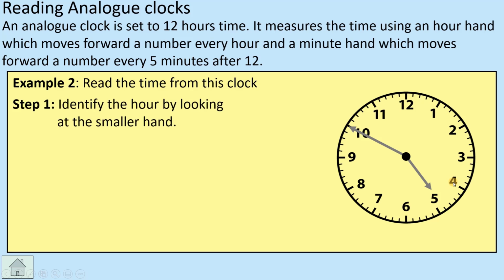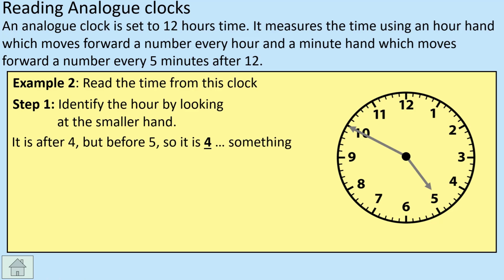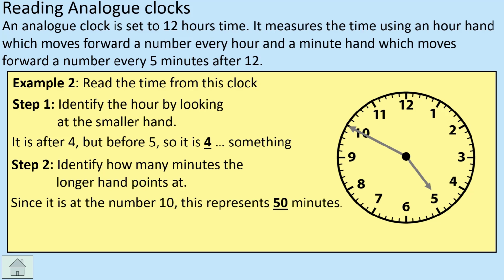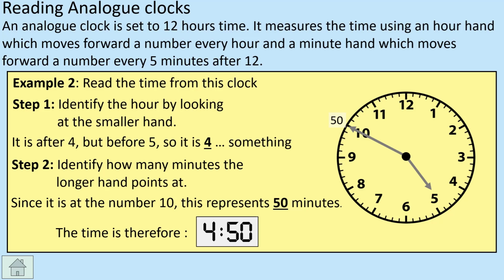All right, so just looking at that again. So we looked at the hour, and it's 4 something, and then we identify how many minutes the minute hand is past, and we counted round, which was 50. So this is going to be classed as 4:50. All right, and again, not quite sure if it's AM or PM. So that's all we do to read analog clocks.